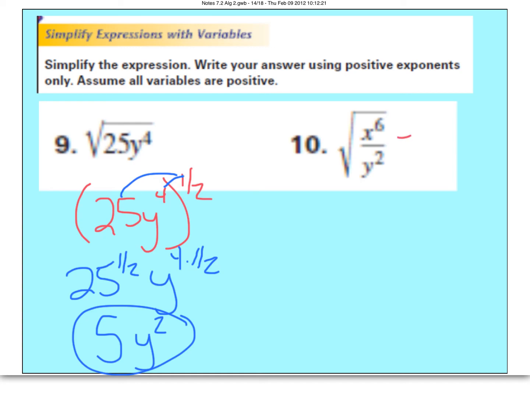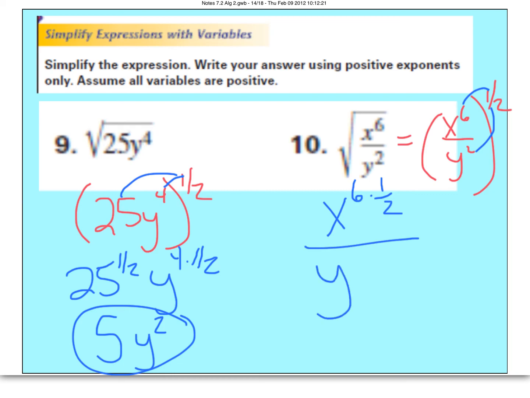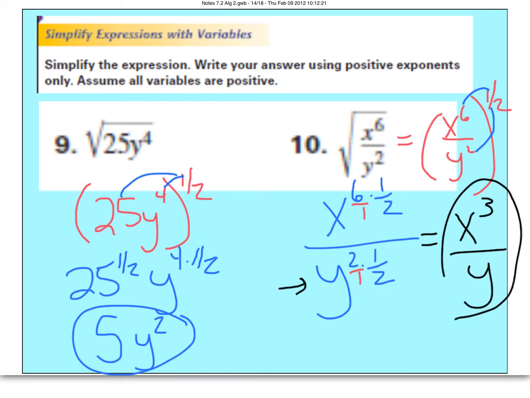For number 10, I'm going to write the whole thing as x to the 6th over y squared, all to the 1/2 power. I'm going to distribute the 1/2 power to both. Six times 1/2, again, if you want, you can put it over 1 and just multiply straight across. This will be 6 over 2 on the top, which is 3. So I'm just going to write 3 right away. This bottom one here would be 2 over 2, which is 1, so I'm just going to write it as y and be done.